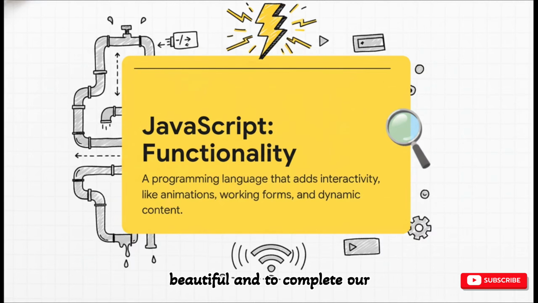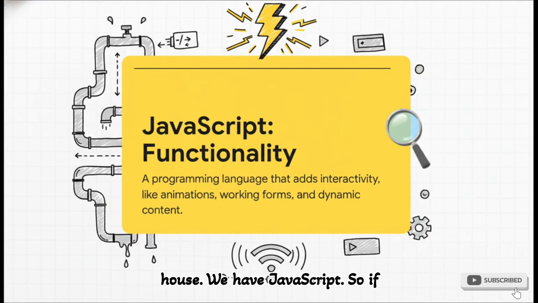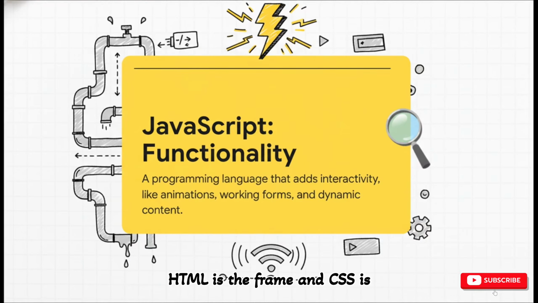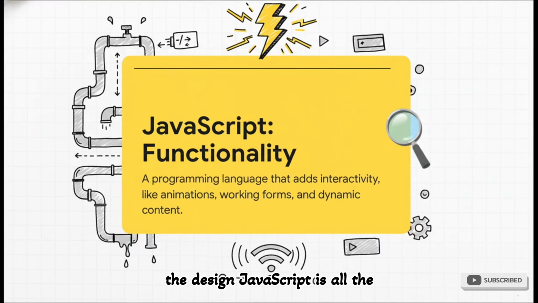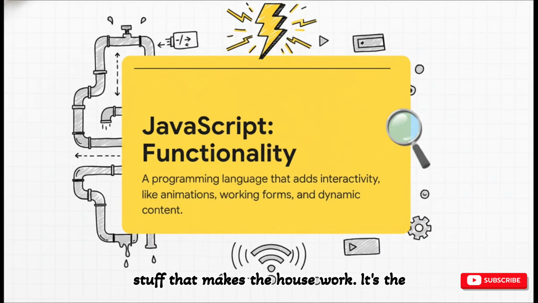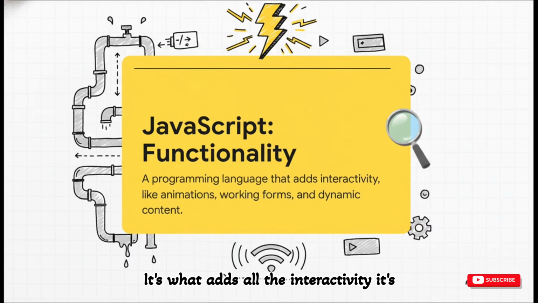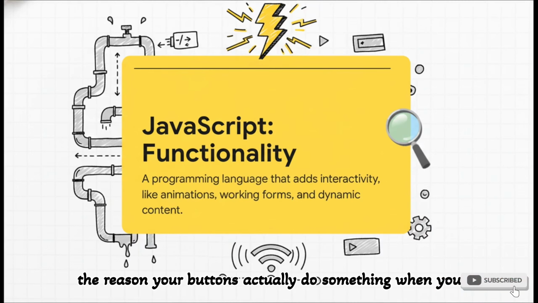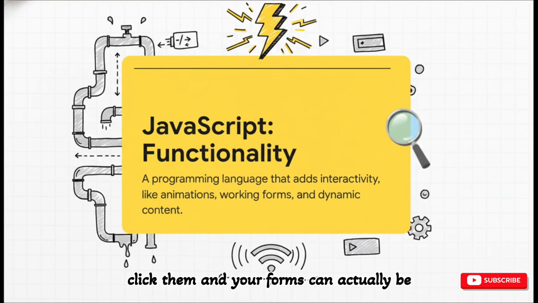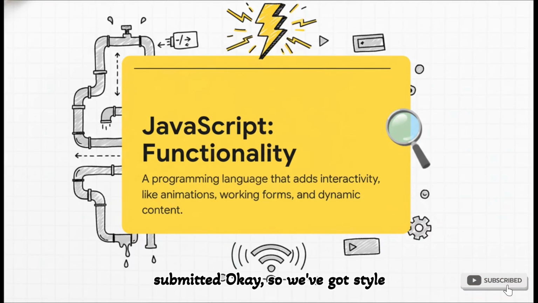And to complete our house, we have JavaScript. So if HTML is the frame and CSS is the design, JavaScript is all the stuff that makes the house work. It's the electricity, the plumbing, the Wi-Fi. It's what adds all the interactivity. It's the reason your buttons actually do something when you click them, and your forms can actually be submitted.